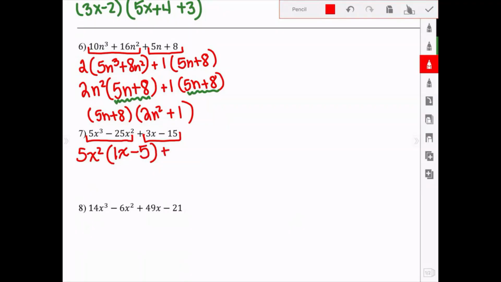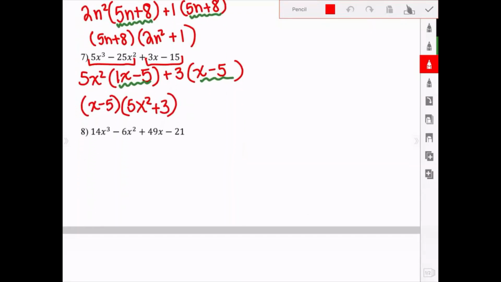So now we'll do the second group. So both of those can be divided by 3. When we divide it by 3, we end up with x minus 5. And remember, at this point, you should have something in common. So that thing that's in common is going to come out front, x minus 5. Then everything that's left is going to go in parentheses, 5x squared plus 3.